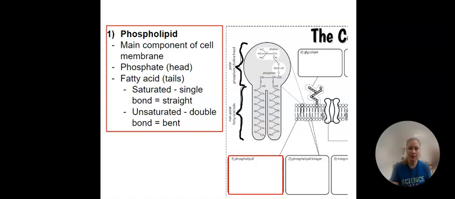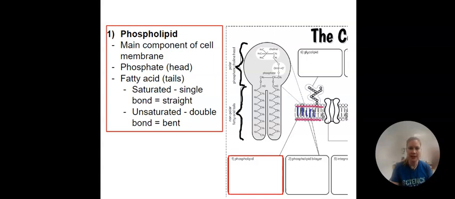So the head of the phospholipid is polar, it is water loving, and the tail is nonpolar or water hating. And this is really important, this dynamic between loving water and hating water, because if we look at the arrangement of the phospholipids, we can see all of the heads are on the outside of the membrane, and then the tails, right, are in between the heads.